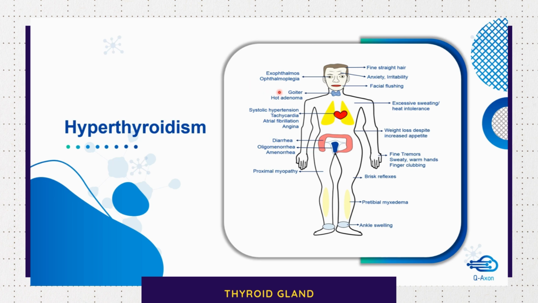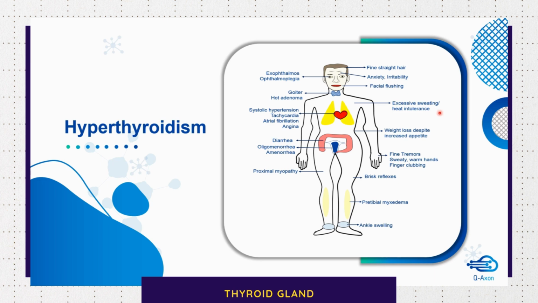There will be goiter, that is enlargement of the thyroid gland because it is overproducing and overworking, and cardiac effects can be tachycardia, atrial fibrillation. There can be diarrhea because of increased intestinal motility, and in females there will be decreased menstrual flow, that is oligomenorrhea, or sometimes absence of menstrual flow, that is amenorrhea.